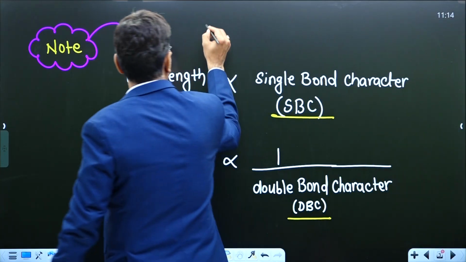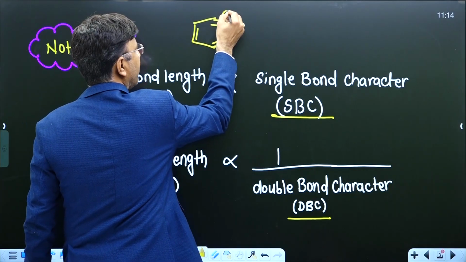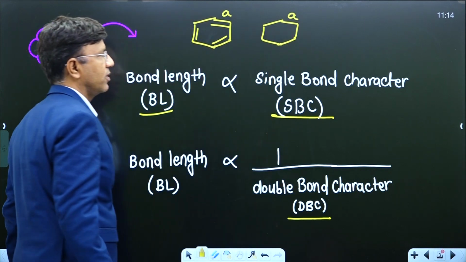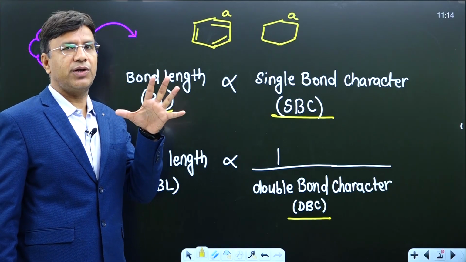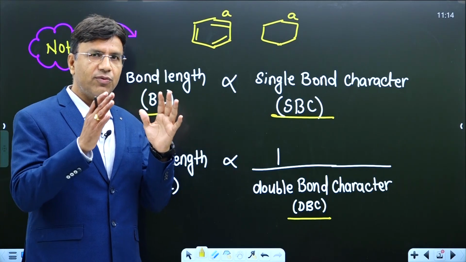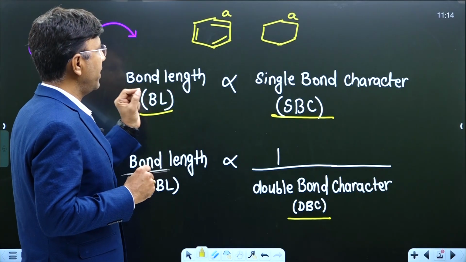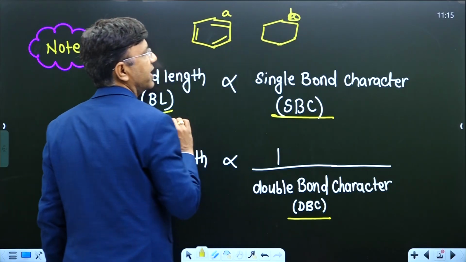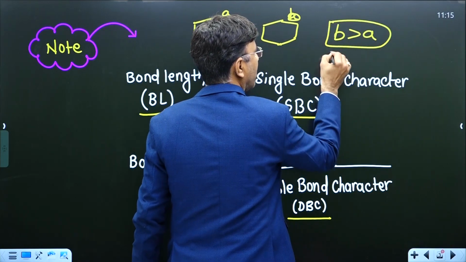Now, let me take one more example. If we have to compare bond length of carbon-carbon in benzene and carbon-carbon in cyclohexane. While comparing the bond length, do not go for the complete stability of the molecule. We have to check only single bond, double bond character. We don't have to check the entire stability. Got it? Now in this case, since we have to compare bond length, this has double bond character, let us replace A by B, and this has single bond character. In this case, B is greater than A. This is the order of bond length.